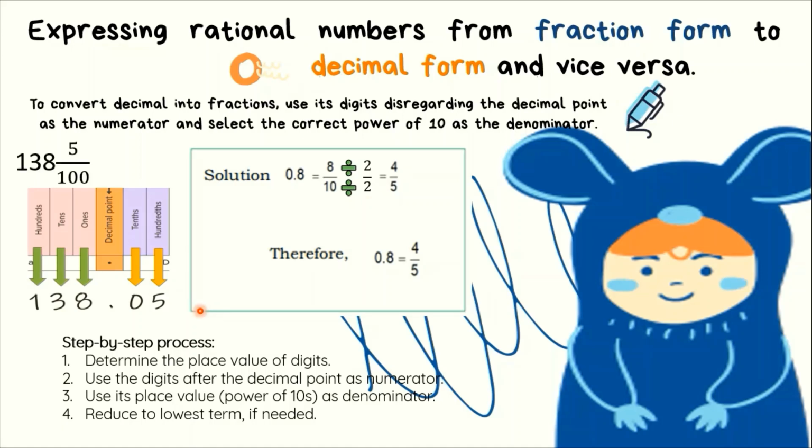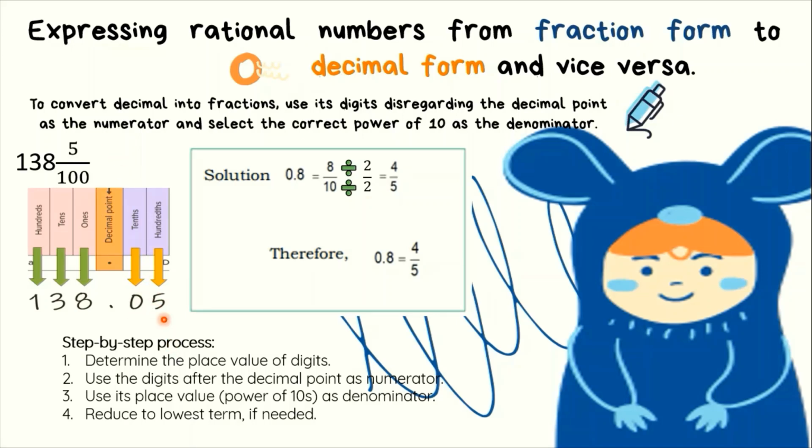Therefore, 138.05, when converted or expressed into a fraction form, ito ang lalabas. 138 ay yung kanyang whole number. And then 5 over 100, ito ay nanggaling dito. It's a mixed fraction. Combination siya ng whole number at ng fraction dahil itong example ng decimal number na ito ay merong whole number. 5 over 100 ay ang kanyang fractional part. Paano naging 5 over 100?